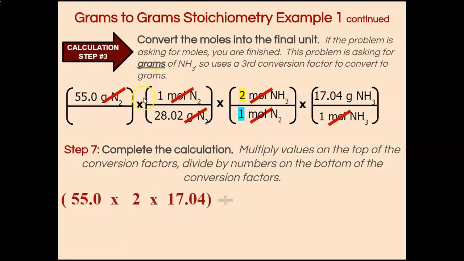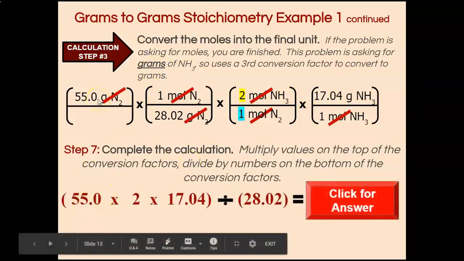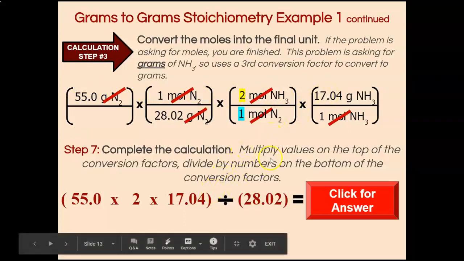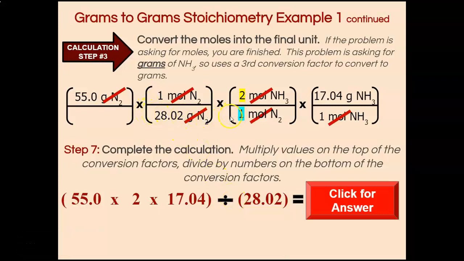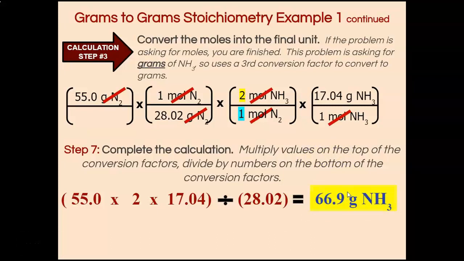Once we've converted into moles in our calculation, now we can do the math. I take 55, notice I've got my parentheses here, 55 times 2 times 17, multiply everything across the top in the same set of parentheses, divided by anything on the bottom, 28.02 times, in this case it's a 1, so I don't really need to complete that. Close my parentheses, and I will be able to calculate my answer. You should calculate 66.9 grams of ammonia.